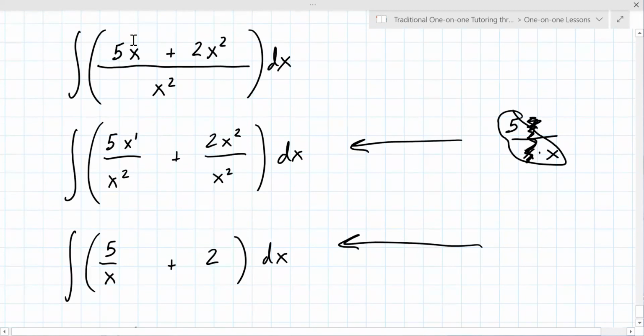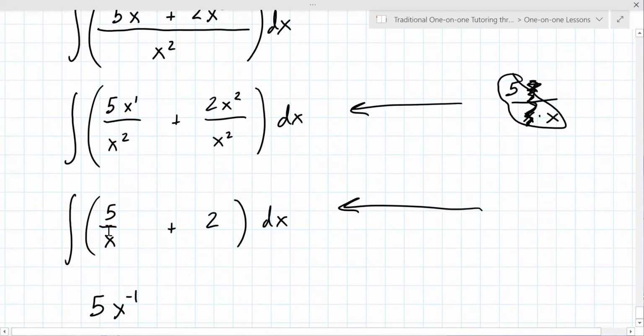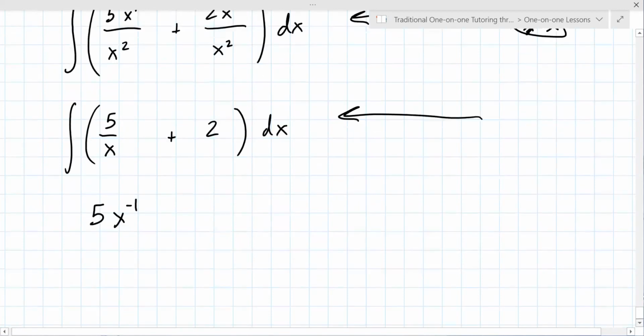Okay, but it can't be. You've got only 1 x on top and 2 on the bottom. So the 1 on top cancels and that leaves 1 on the bottom. So I don't find the integral? No. Well, you do, but it's 5 over x, isn't it? 5 over x.